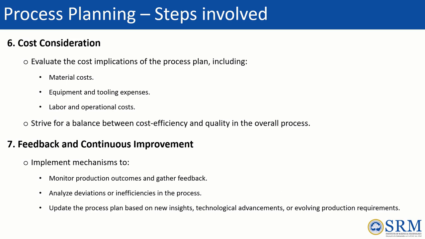Then comes the cost consideration and continuous improvement. Cost evaluation is a critical part of process planning. Material cost, tooling expenses, labor cost and equipment costs are all analyzed to achieve an economical process without compromising the quality of the product. Continuous improvement is also very much important. Feedback from production is collected, inefficiencies are identified and process plans are updated whenever new technologies or improved methods become available.